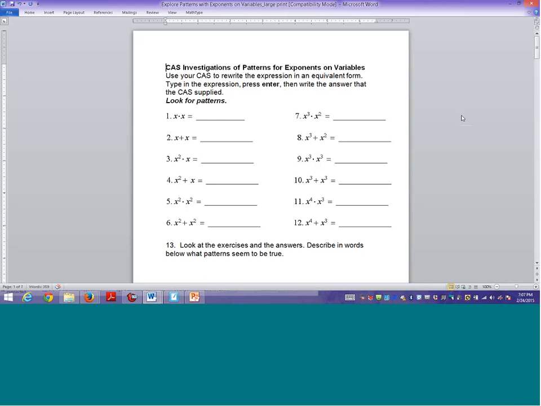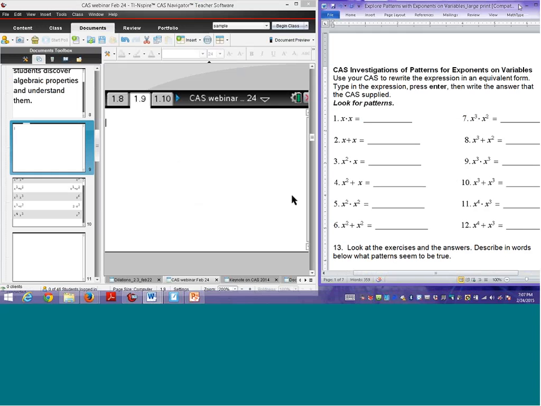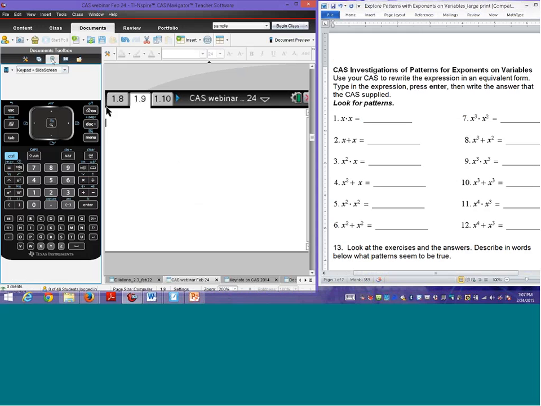So what you would do is the students would be given this sheet of paper and their CAS and say, type this in there, write your answer here. And they would work at their own pace, individually. So I'm going to go ahead and show you how that would work. Here is the CAS calculator with the CAS screen right here. This is the gift or worksheet next to it. And it says to type in x times x.